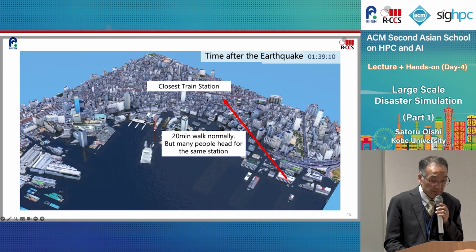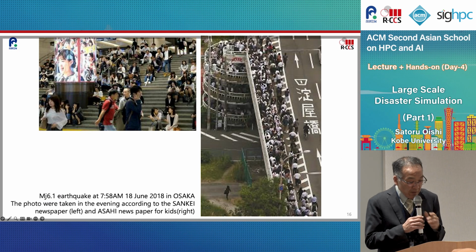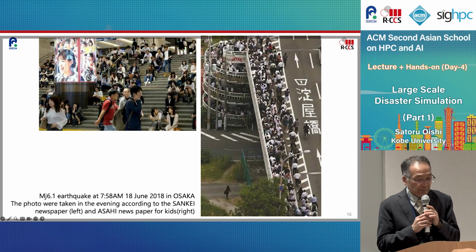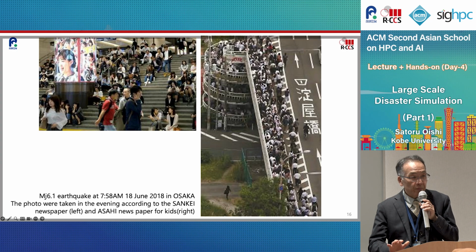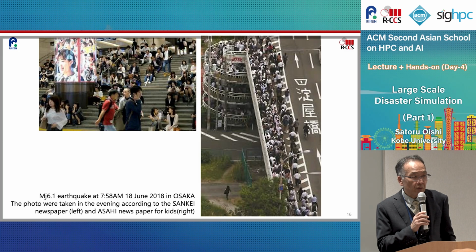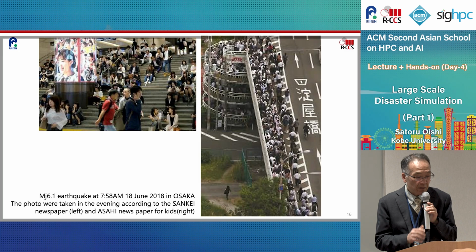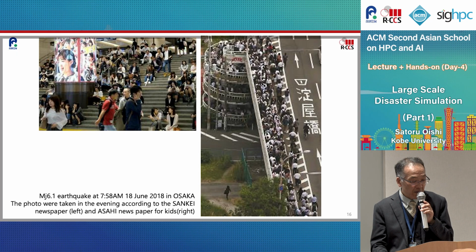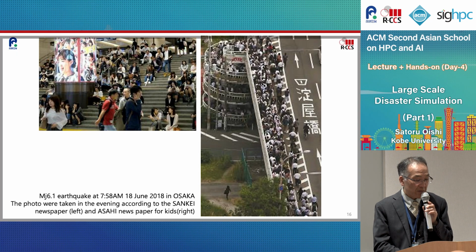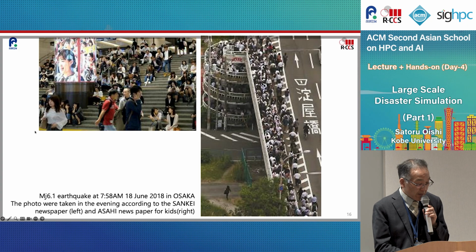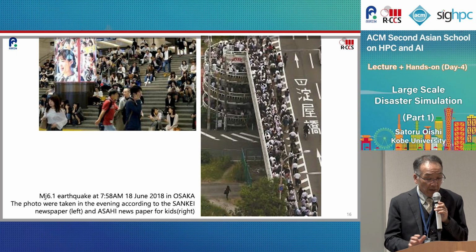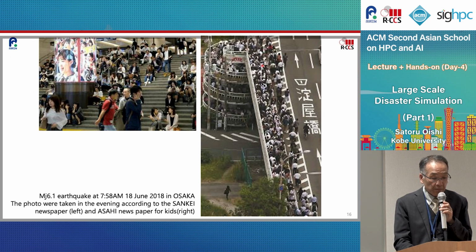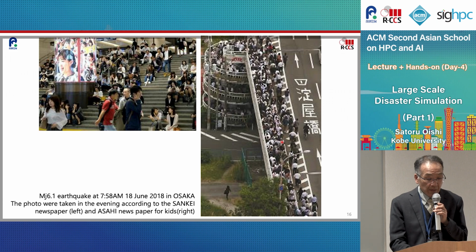So people get close. Then such things happen. After the earthquake, all the trains stopped operation for almost 1 day. So you cannot use trains at all for evacuating. But people didn't realize it, so they come together to the station. Then the station gets crowded. Not only the station, but the pedestrian areas become crowded.